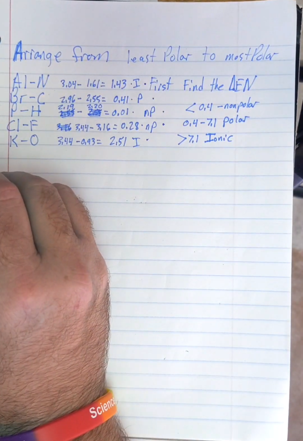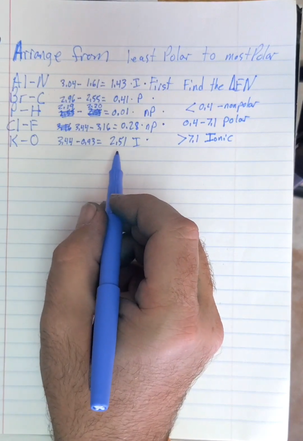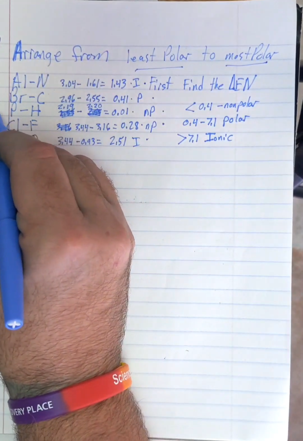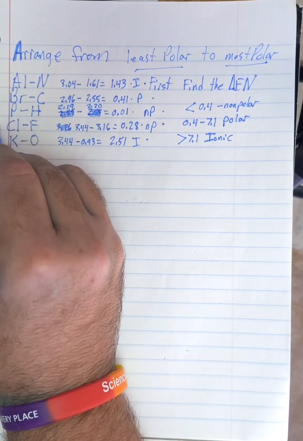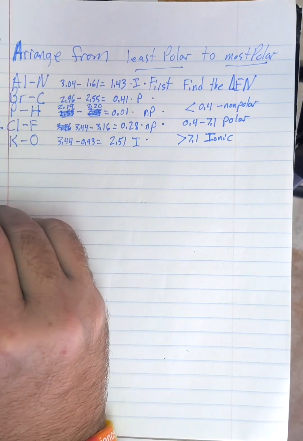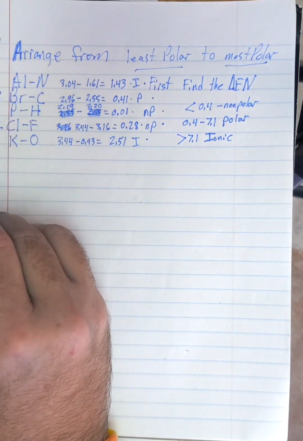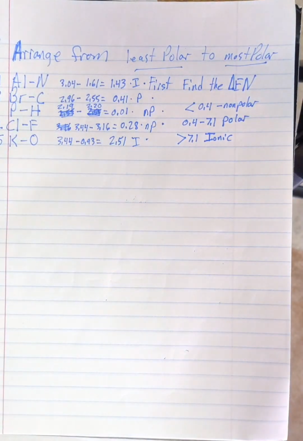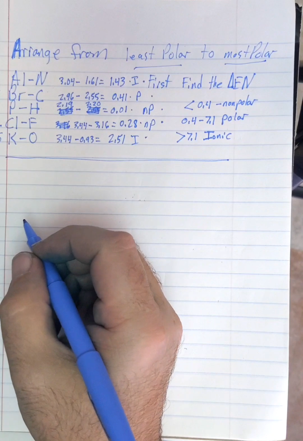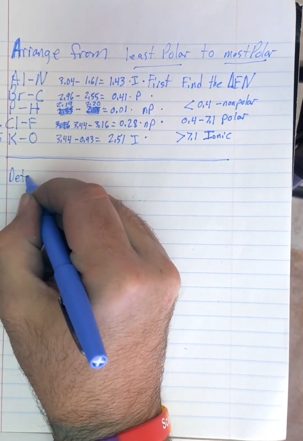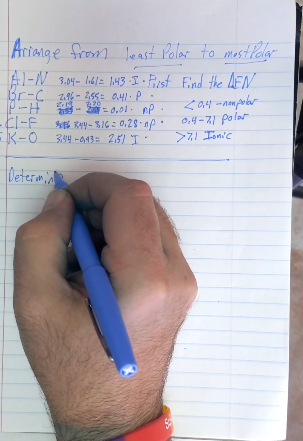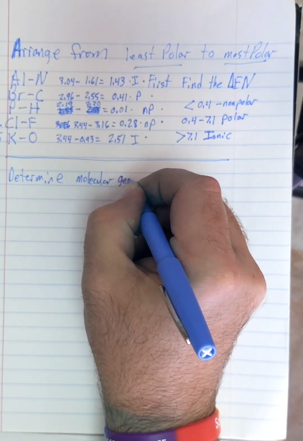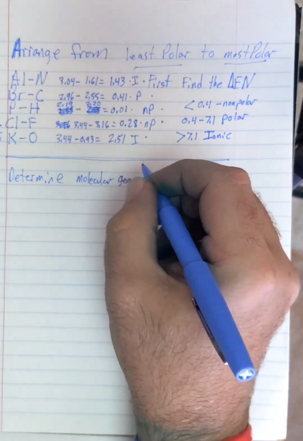And so what I would do then is, since we're going from least polar to most polar, we would start with the lowest number. In this case, that is the PH bond. And then you would have the chlorine-fluorine bond, and then you would have the bromine-carbon bond, and finally you would have the aluminum nitride bond and the potassium oxide bond.